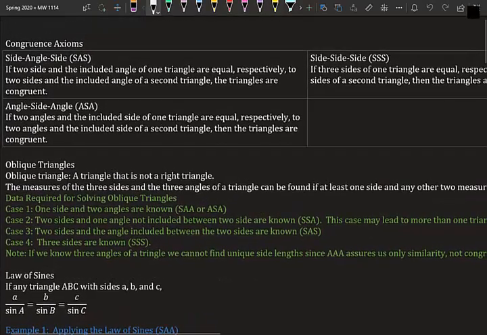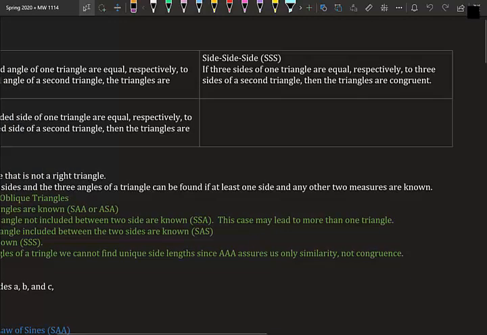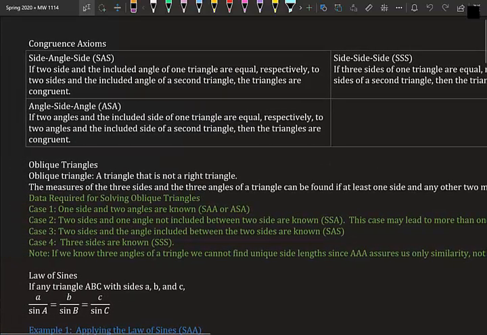Side angle side. If two sides and the included angle of one triangle are equal, respectively, to two sides and the included angle of a second triangle, the triangles are congruent. Angle side angle, if two angles and the included side of one triangle are equal respectively to two angles and the included side of a second triangle, then the triangles are congruent. Side side side, if three sides of one triangle are equal respectively to three sides of the second triangle, then the triangles are congruent.